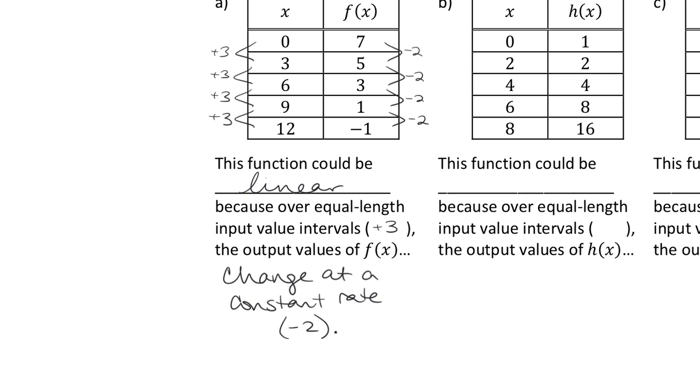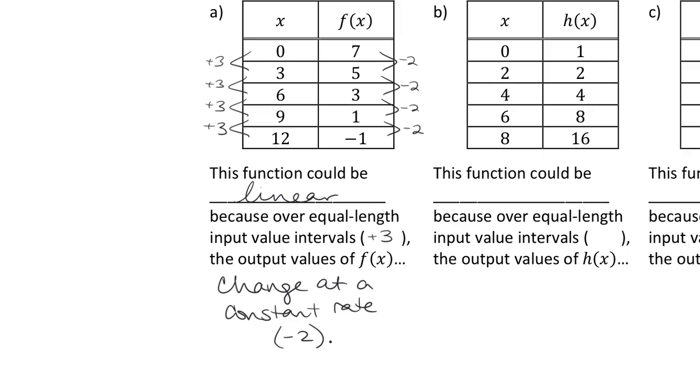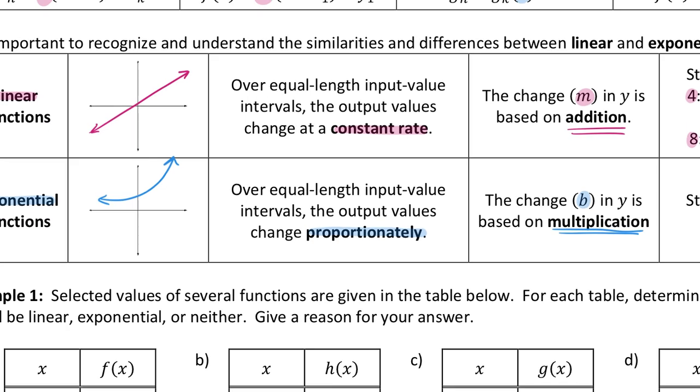So a couple things to notice here. We need to speak on what the input values are doing and what the output values are doing to clearly communicate that we know why this table represents a linear function. We are talking about the input values changing by +3 and the output values changing by -2 constantly the whole time. That would give me enough information to say that these are linear. If you're like, Ms. Quigley, where did you get this sentence from? It's exactly the definition here in the table: over equal length input value intervals, the output values change at a constant rate. I'm just telling you the numbers in my explanation as well.